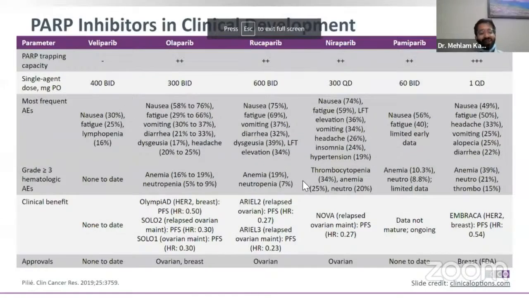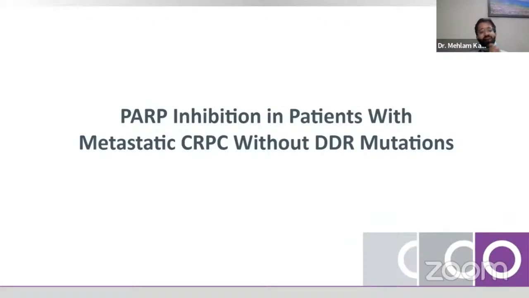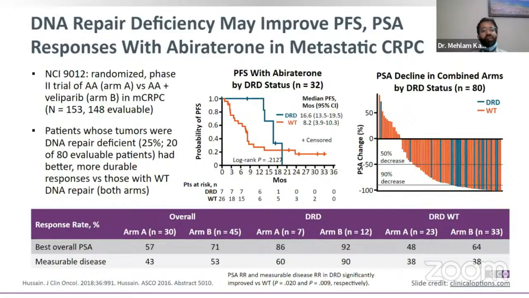I'm really sorry. So these are the drugs which are in development for prostate cancer also. Does PARP inhibition help a patient without DDR mutations? This is one of the studies where it was shown that abiraterone acetate may improve the outcomes, especially the PFS and PSA in patients with DNA repair deficiency also.